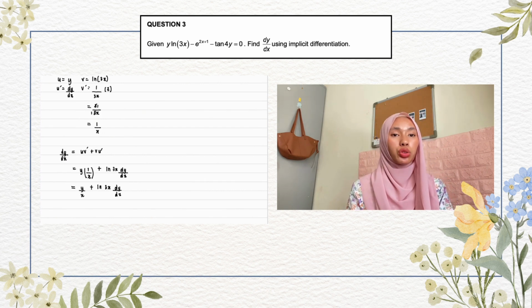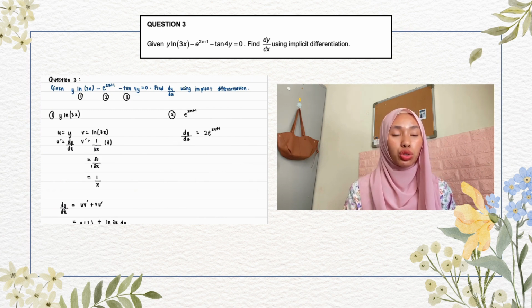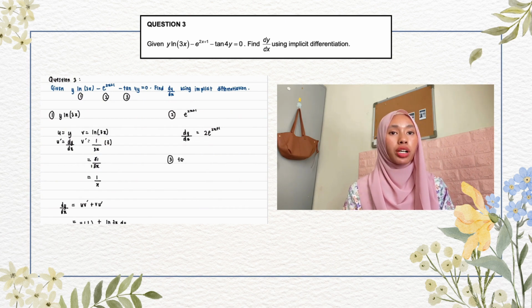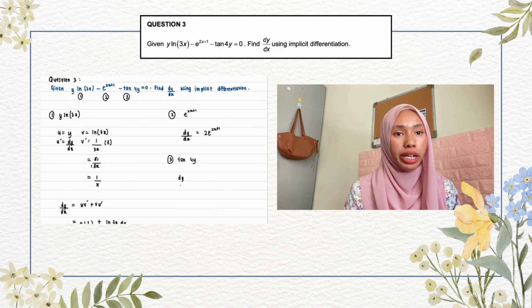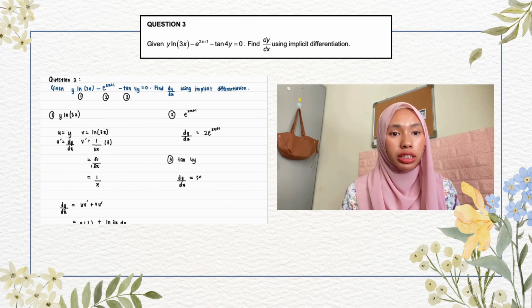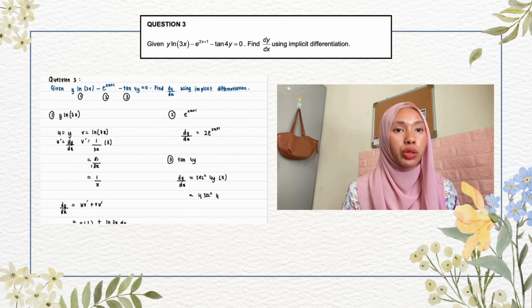For equation 2, it will be e to the power of 2x plus 1. So if we differentiate it, we will get dy/dx equals to 2e to the power of 2x plus 1. For equation 3, tan 4y, based on the table given in our book, if we differentiate tan, we will get sec to the power of 2. So dy/dx equals to sec to the power of 2 for y.